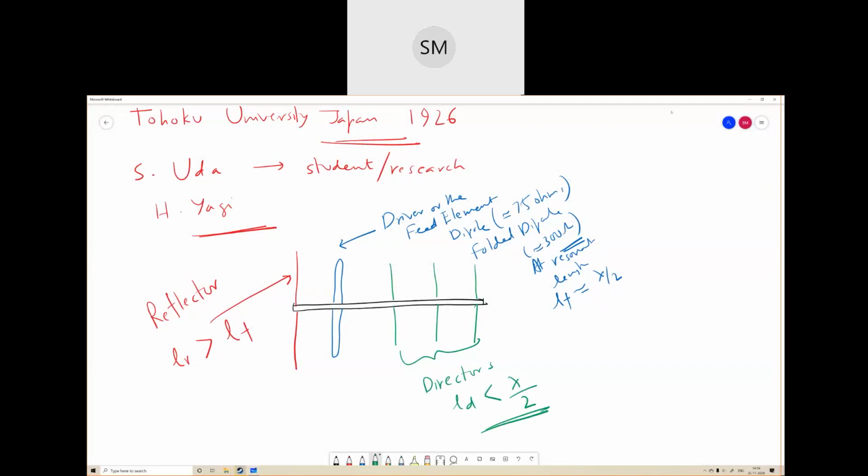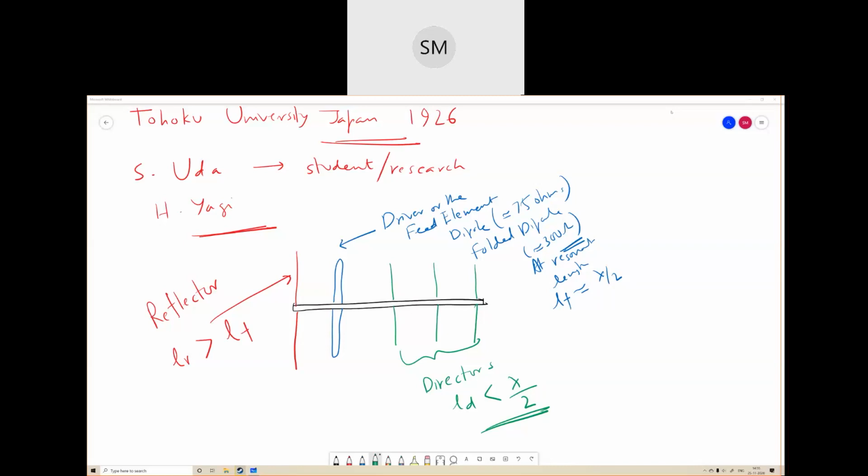So this is the basic structure. There is one feed element, which is a dipole or a folded dipole, depending on what type of resistance you want from the antenna. There is usually one reflector. There can be more, no problem, but that will not help much. The reflector length is slightly larger than the feed element, and there are multiple directors. The length of the directors is slightly smaller than the feed element.